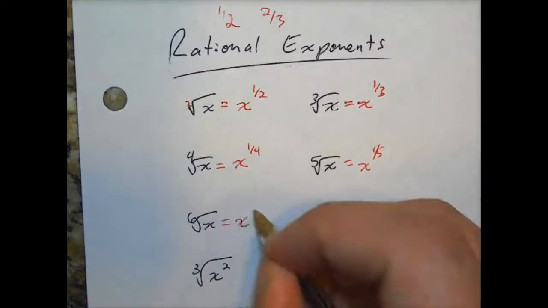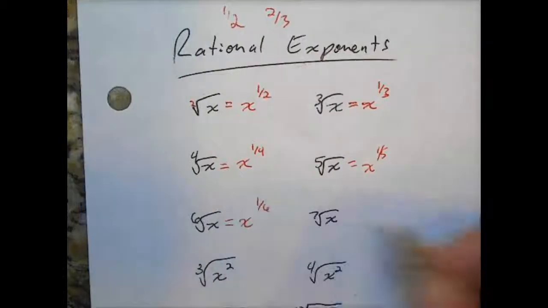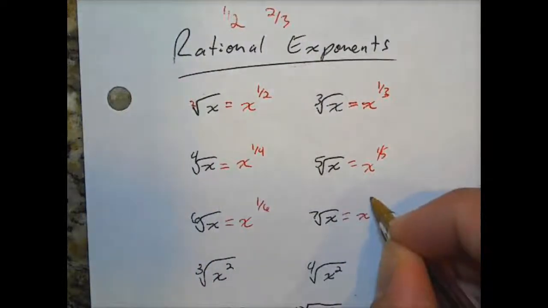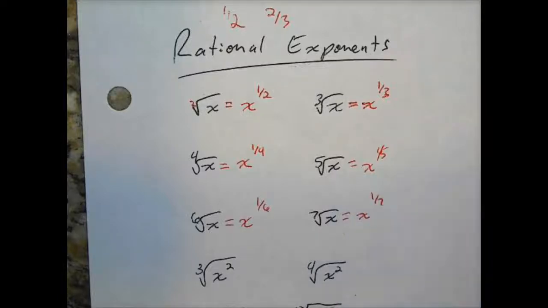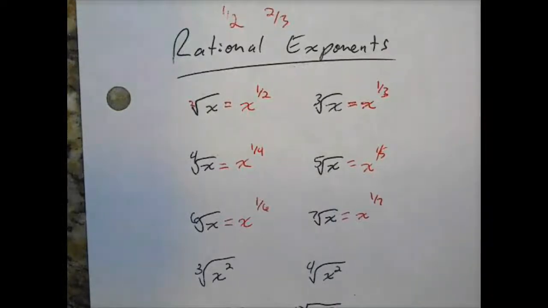Fourth root of x would be x to the 1/4 power, x to the 1/5 power, right? So on and so forth. Sixth root of x is x to the 1/6 power. Seventh root of x is x to the 1/7 power. It's equivalent expressions. So they mean the same exact thing.